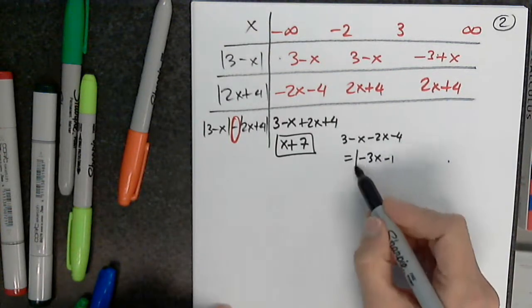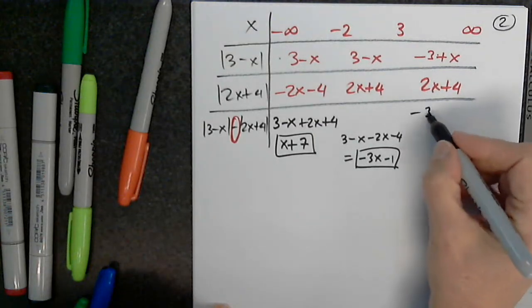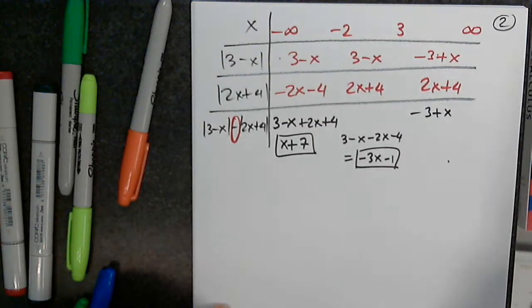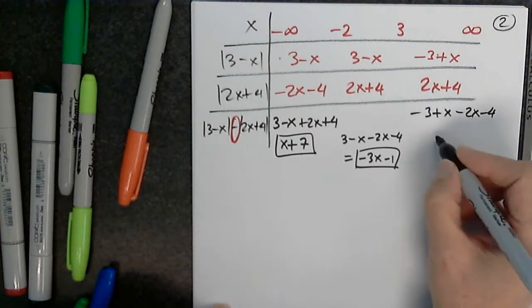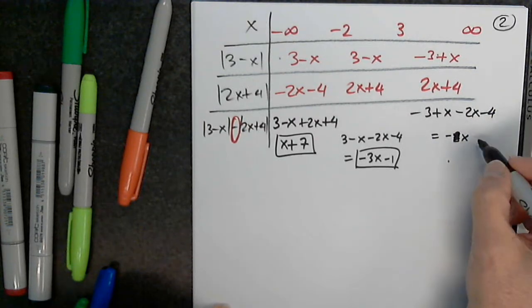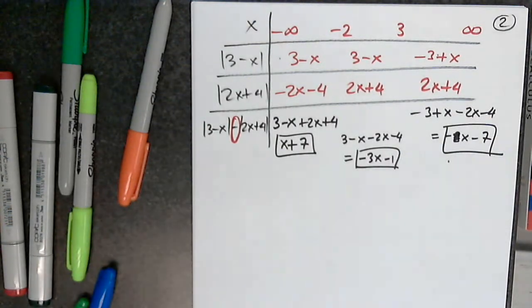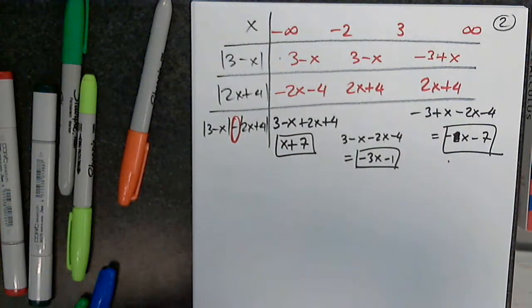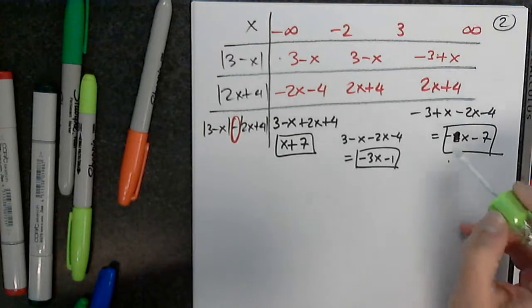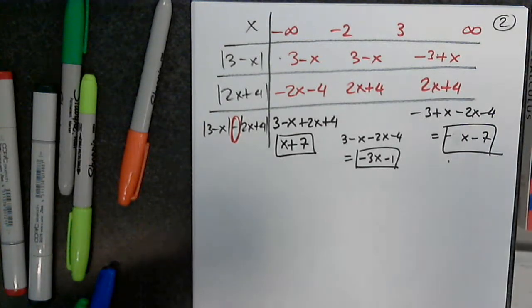Are we in agreement with negative 3x minus 1? Okay, finally, negative 3 plus x minus 2x minus 4, and I get negative 3x. I'm sorry, of course. I get negative x and then minus 7. Are we in agreement with negative x minus 7? Is that a yes? Is that a maybe? Okay, perfect.